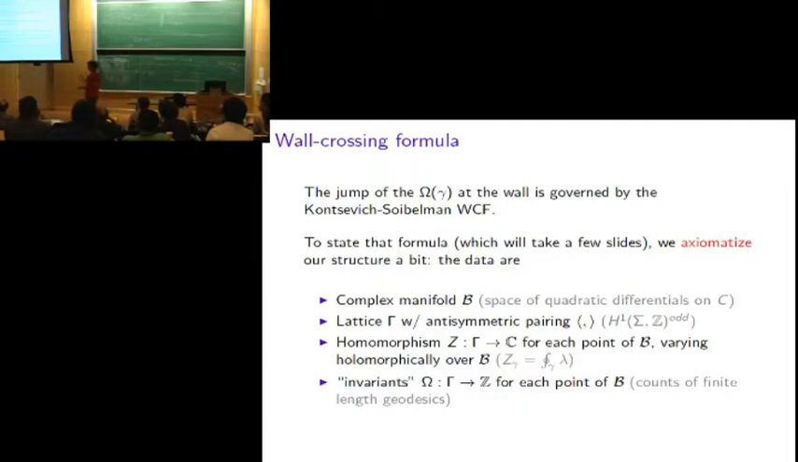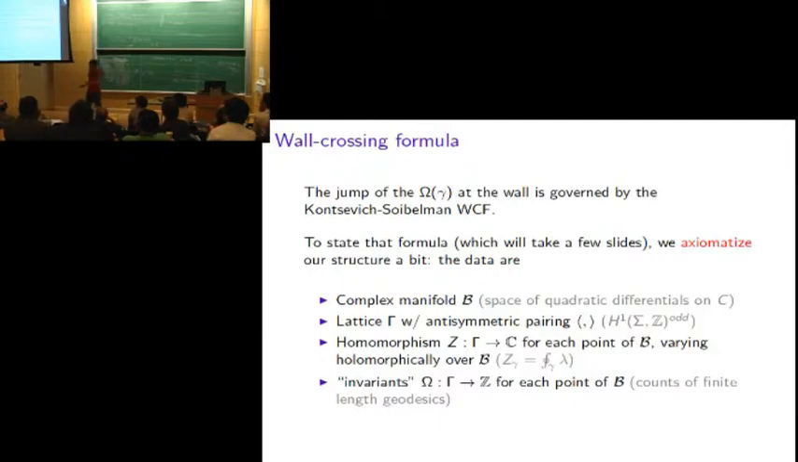So I'm going to axiomatize my data just a little bit. So what was my data? Well, we have a complex manifold. In this example, it was the space of quadratic differentials. We have some lattice, which is keeping track of the charges of our states, the topological invariant of our states, with an antisymmetric pairing. In this example, it was just the homology of our cover with the intersection pairing. We have some numbers z gamma. Those were just the periods of this canonical one form. And we have some invariants, which were just the counts of finite length geodesics. So those are the abstract data in which this Kontsevich-Soibelman formula is stated.